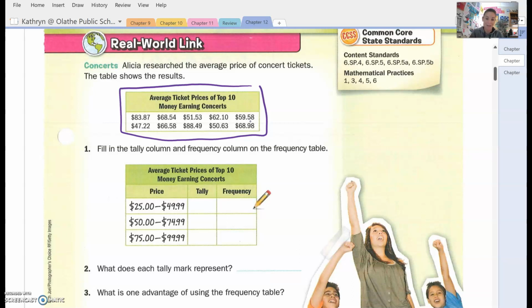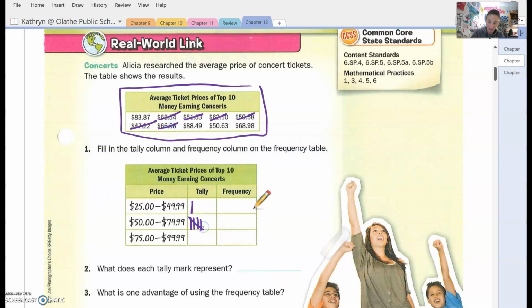So we are going to go ahead and tally up how many of these tickets cost between $25 and $49.99. Okay, so we're going to go through, and when I see one, I'm going to cross it off and I'm going to put a tally. And it looks like there's only one, so that's fine. We're going to actually just do all the tallies first and then go in and do the frequency. So now I'm looking for 50 to 74. So there's 1, there's 2, there's 3, there's 4, there's 5.